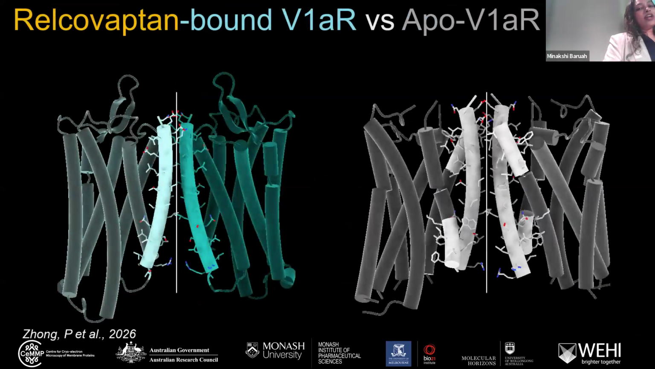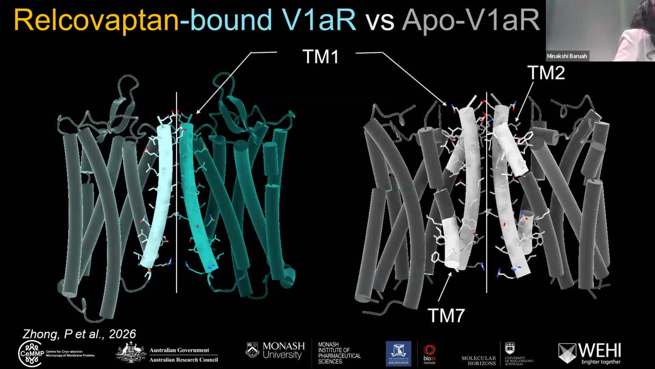Then we also compared our dimer interface with this. Our dimer interface is predominantly mediated by TM1, whereas in their case it's mediated by some parts of TM1 and some parts of TM2 and TM7 as well. That again suggests that structural differences are there, even though it's the same receptor, which could be driven by different ligands.